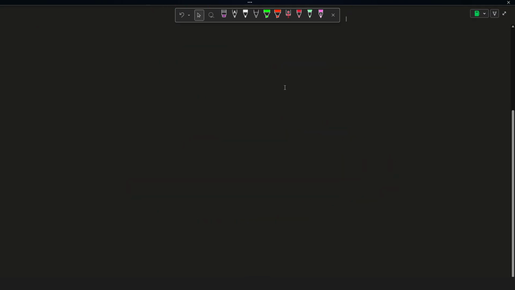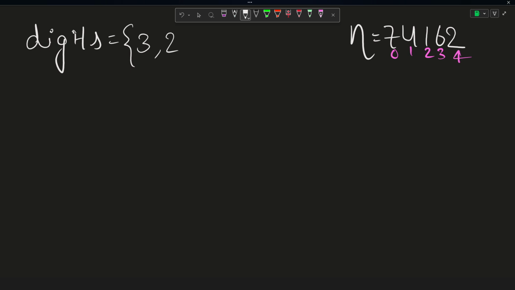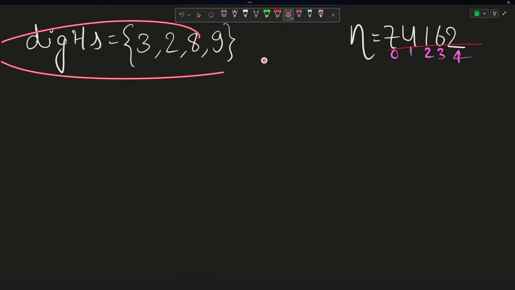So let's say that I'm considering an example here. Let's say the value of n that I have considered here is something like 74162, like this, right? So if I write the indexes here, then 0, 1, 2, 3, 4. And let's also suppose that the digits array that we are given here will comprise some digits, and these digits will be like 3, 2, 8 and 9, right? So this is the value of n, these are the indexes, and here we are given the digits, right?